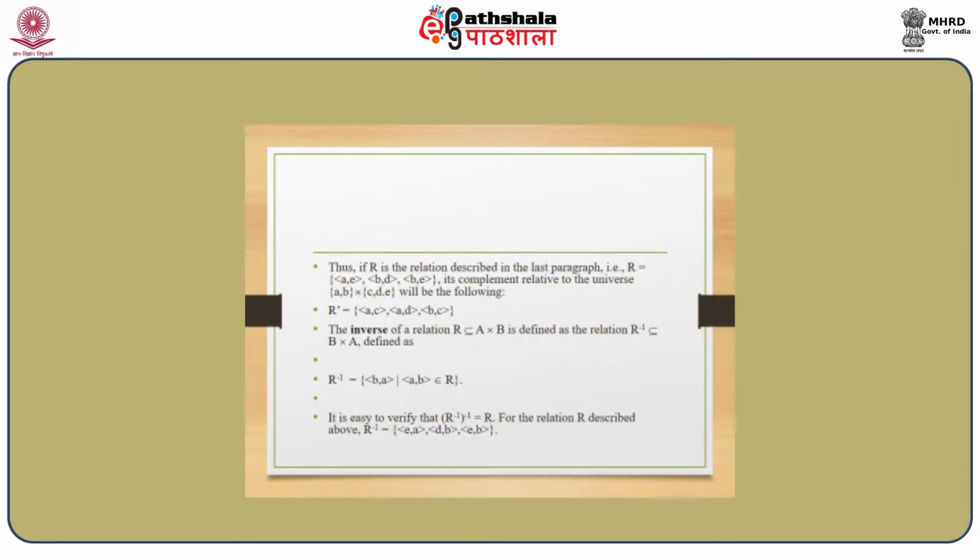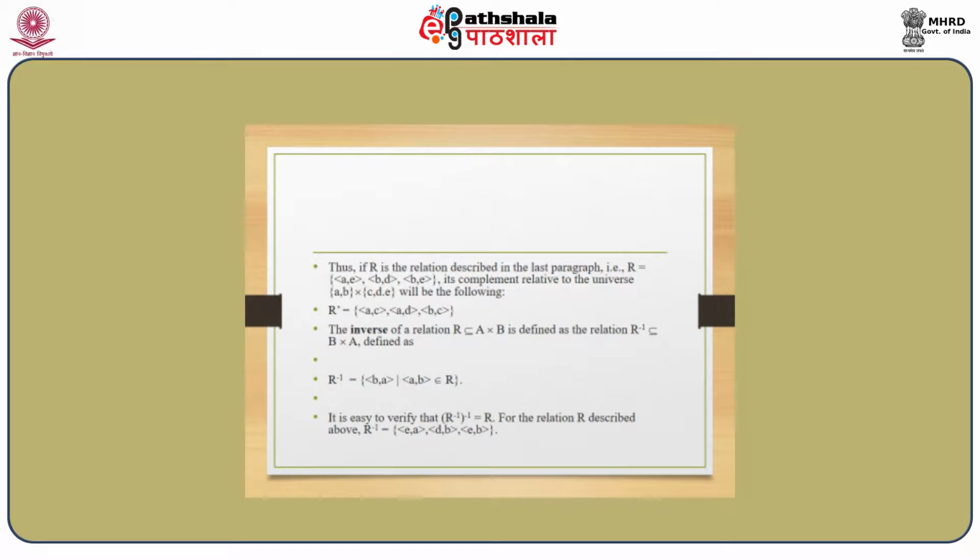Thus, if R is the relation described in the last paragraph, that is, R equals AE, BD, BE, its complement relative to the universe, the Cartesian product of A, B and C, D, E, will be the following. R apostrophe equals AC, AD, BC.